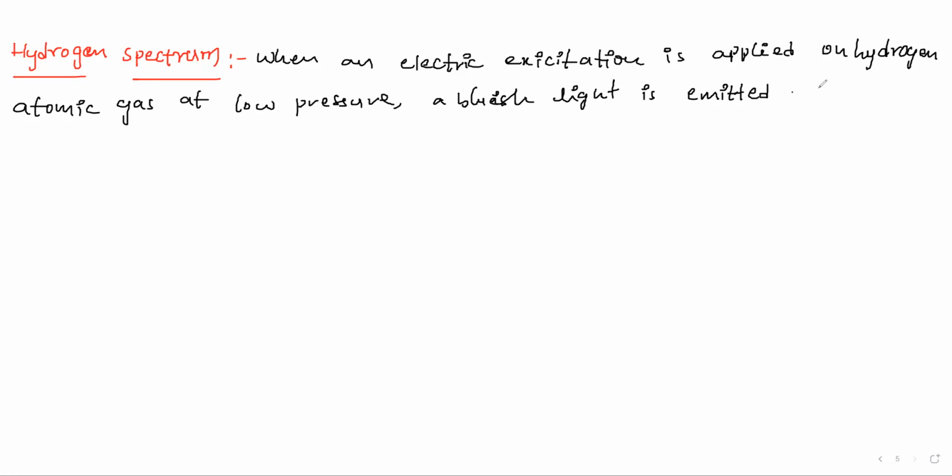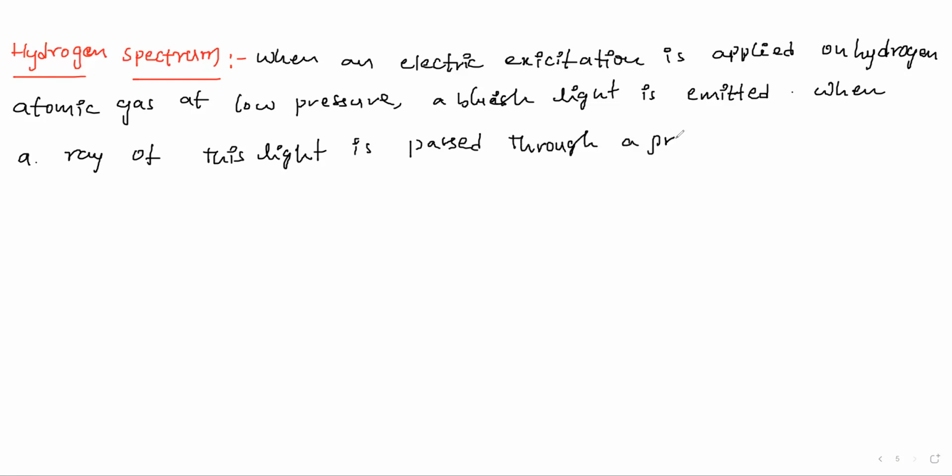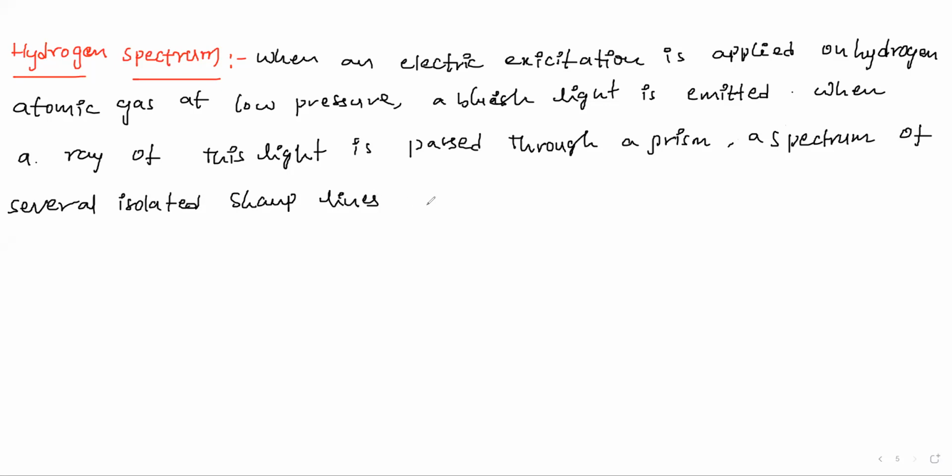When a ray of this light is passed through a prism, a spectrum of several isolated sharp lines is obtained.